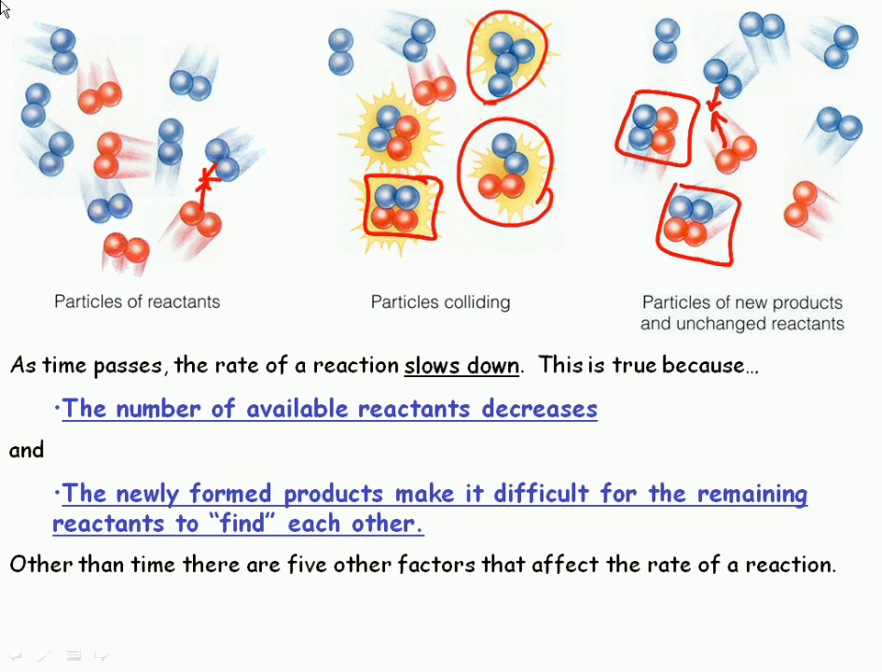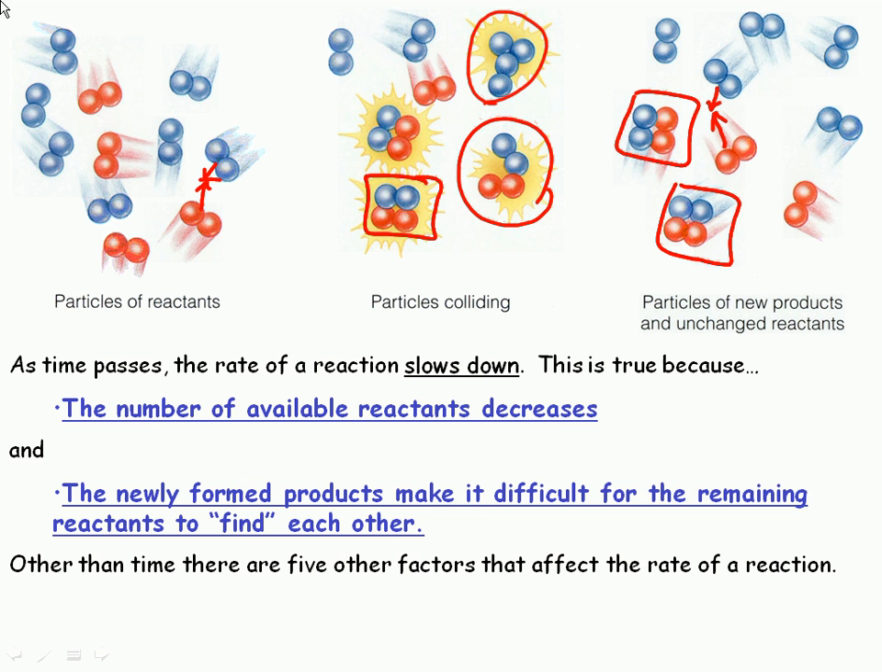Now, sometimes that might create a side reaction, but for this reaction, we needed the red and the blue to actually slam into each other with the right orientation and the right amount of energy in order to form products. And if it doesn't, then you're not going to get any products formed. As products are being formed, though, the reaction will slow down as time goes on.